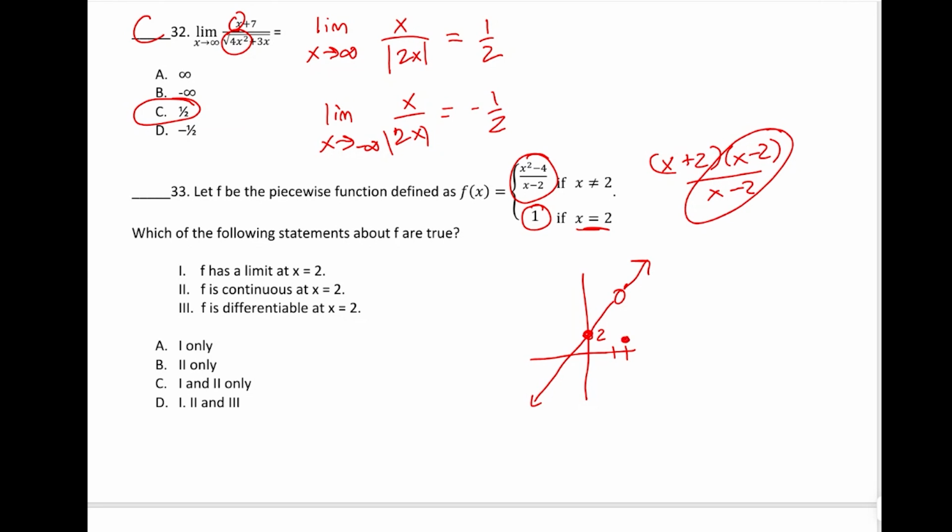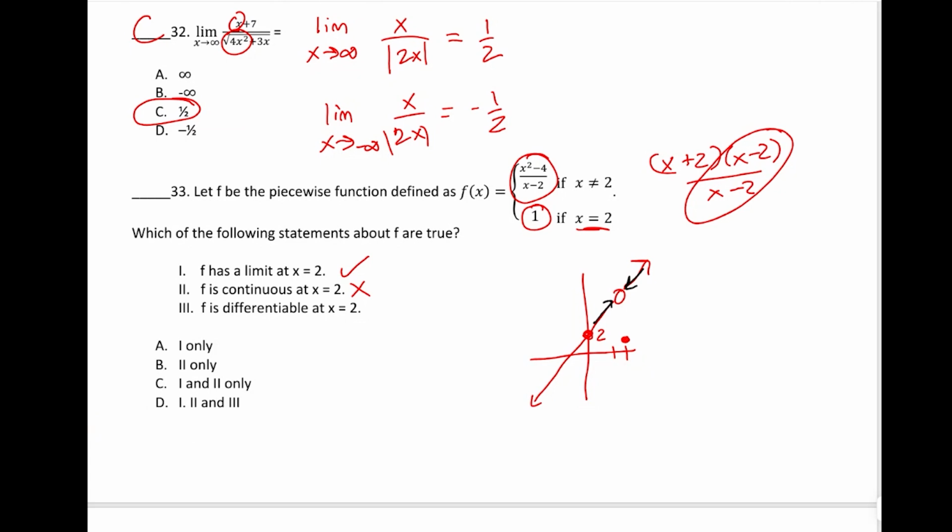Now, you don't have to necessarily graph this out. You could just plug in the numbers and see what happens. But I think drawing the picture can really be helpful to see what the answer is going to be. We can see for sure that there is a limit at x equals 2. Even though we have a removable discontinuity, or a hole here, the limit is still going to exist. However, because we do have that removable discontinuity, it is not continuous.